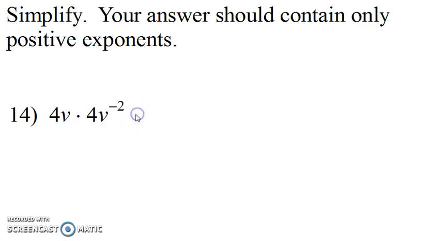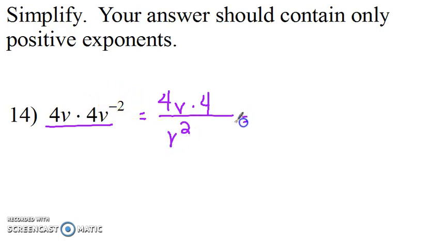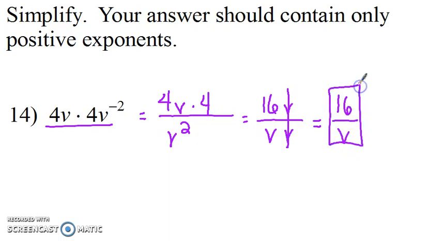Alright, for this one, the 4 and the v and the 4 are all positives. This v to the negative 2 gets moved to the bottom and it becomes positive. So 4 times 4 is 16 with a v on top, and we have 2 v's on the bottom. We're going to cancel out those v's, and we're going to end up with 16 over v, and that is our answer.